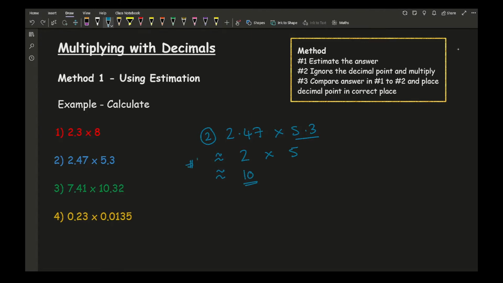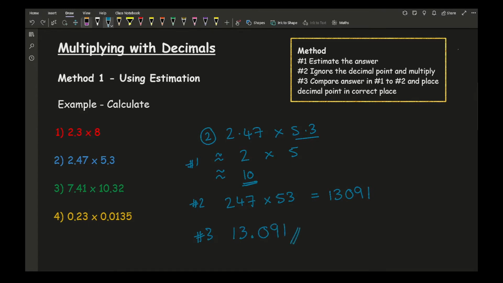So that's step 1. For step 2, I'm going to ignore the decimal points and work out what 247 times 53 is. Again, if I work that out in any way you want, I get an answer of 13,091. Now I want to put my decimal point somewhere in this combination in step 2, where I get an answer that's close to 10. The only place I can put my decimal point is between the 3 and the 0, giving me the correct answer of 13.091. And there is my final answer.